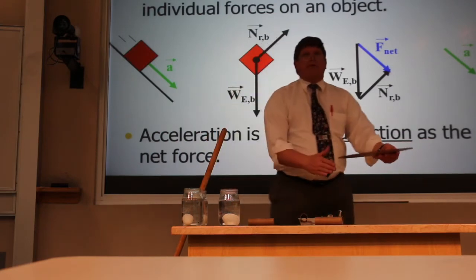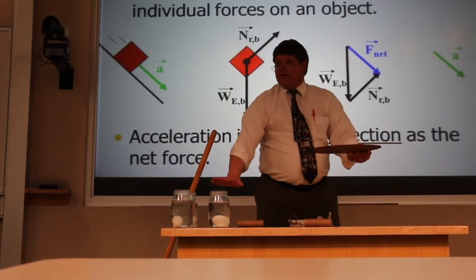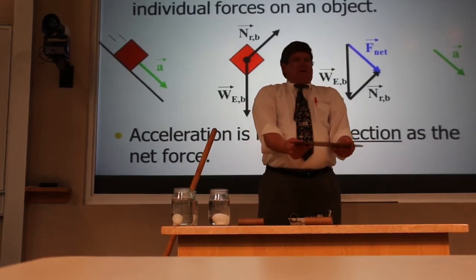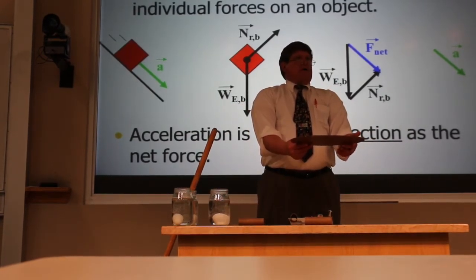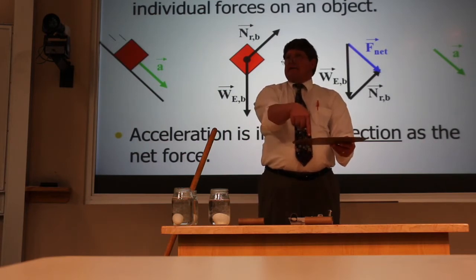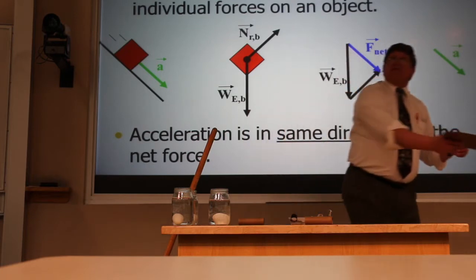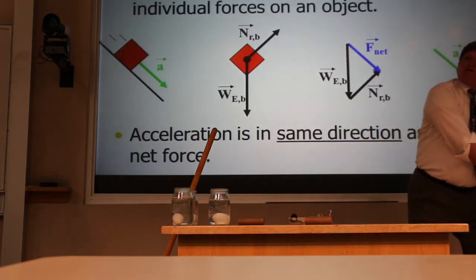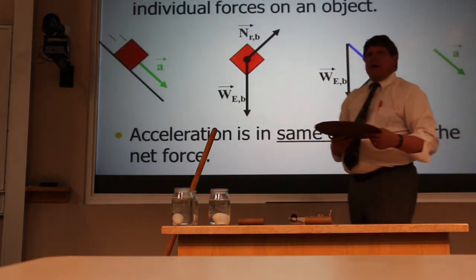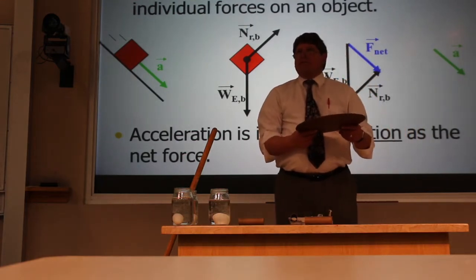Now, once it got away from the broom handle, and once it got away from these jars, what does its free body diagram look like here? Yeah, just weight down. And that's free fall. And things in free fall travel in that parabolic trajectory that we talked about in projectile motion.